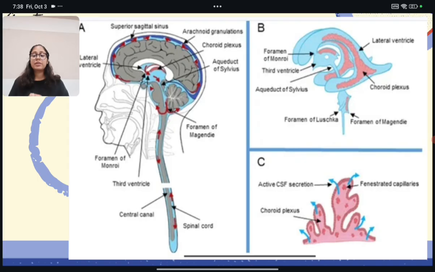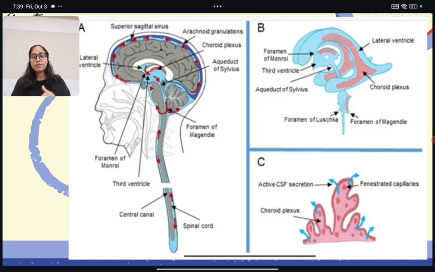Basically, all the ventricles form CSF, but mainly it is formed in the third ventricle. From the lateral ventricle the CSF goes into the third ventricle through the foramen of Monro, and from the third ventricle it goes into the fourth ventricle by the aqueduct of Sylvius. From the fourth ventricle it goes into the subarachnoid space through two openings, the foramen of Luschka and the foramen of Magendie. The fourth ventricle is in the form of a diamond, and it has these two openings, from where the CSF goes into the subarachnoid space.